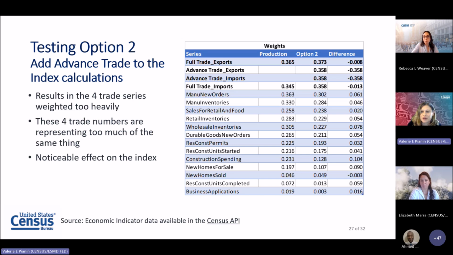This table here compares the weights for our current production method and option 2. The series are sorted with weights greatest to smallest. The advanced and full trade series are both in bold. We see all 4 trade series are on top with the greatest weights.